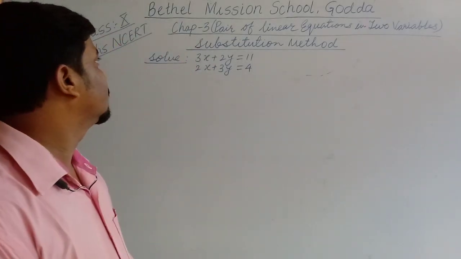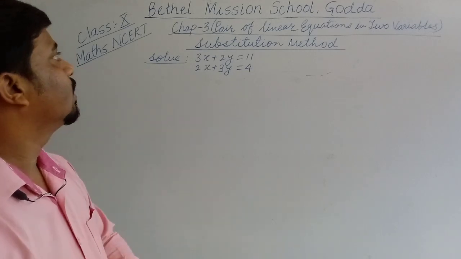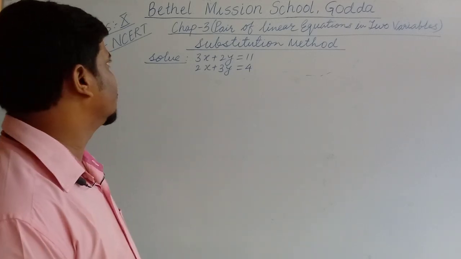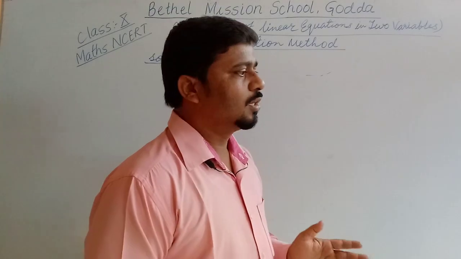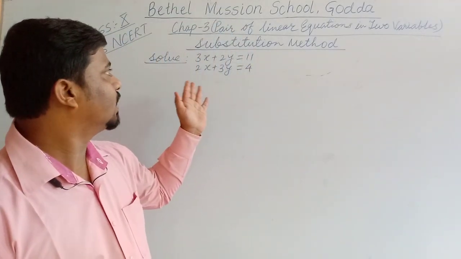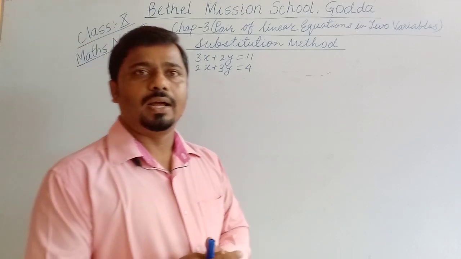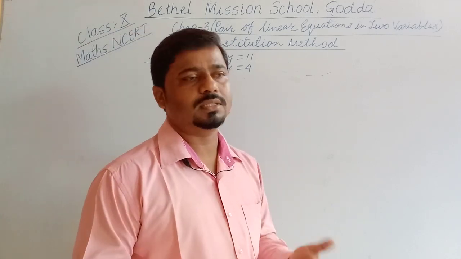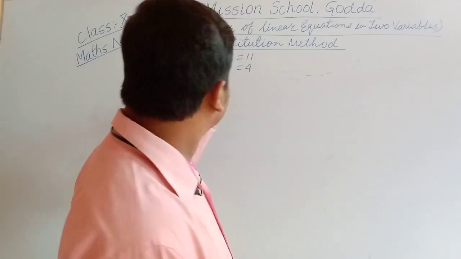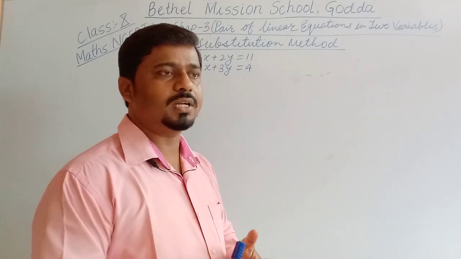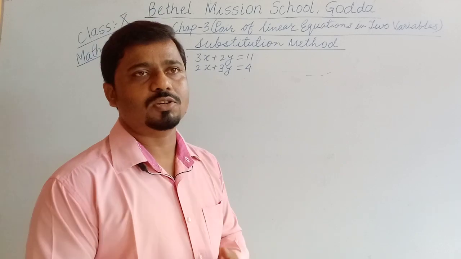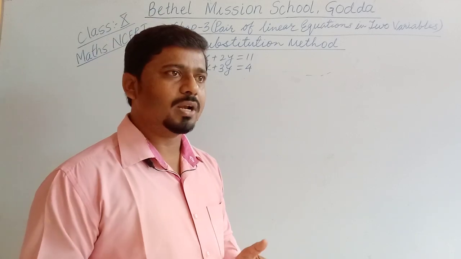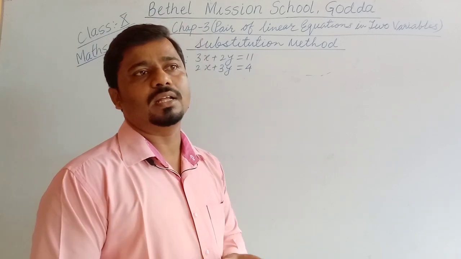Today we will start chapter 3, pair of linear equations in two variables. We will use the substitution method, and after that, the same question we will solve in another method, that will be the elimination method. And after that, one more method is there, that is the cross multiplication method. The graphical method we already did in the last class.